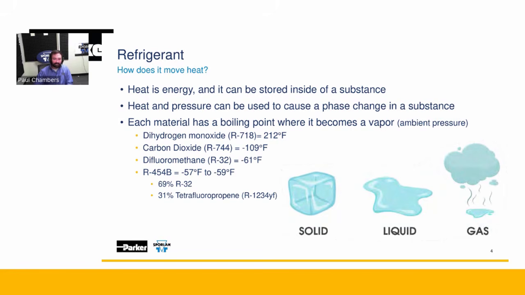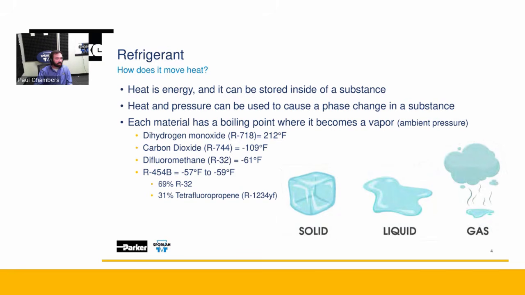Dihydrogen monoxide, that's H2O. Water also has an R number, a refrigeration number, R718, and we can see that it boils at 212. That doesn't change. The same math works the same whenever we get to other chemicals, other refrigerants. You could talk about carbon dioxide. We're still familiar with that. It's what I breathe out, carbon dioxide.